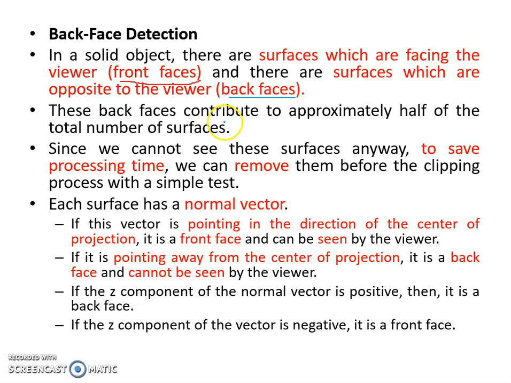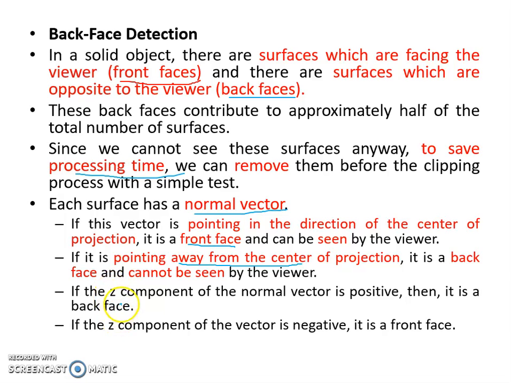These back faces, which are opposite to the viewer, contribute to approximately half of the total number of surfaces in the solid object. So, because we cannot see these surfaces, to save the processing time of the other algorithms, we can remove these back faces before the clipping process with a simple test. Each surface has a normal vector. If this vector is pointing in the direction of the center of the projection, it is a front face and it can be seen by the viewer. If this normal vector is pointing away from the center of the projection, then it is a backface and cannot be seen by the viewer, hence should be removed.